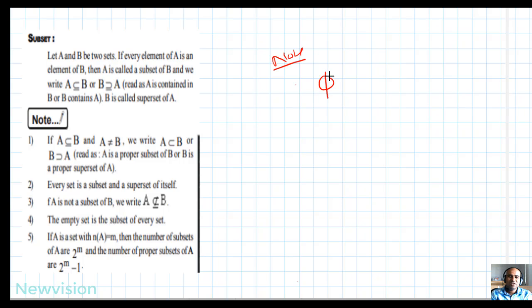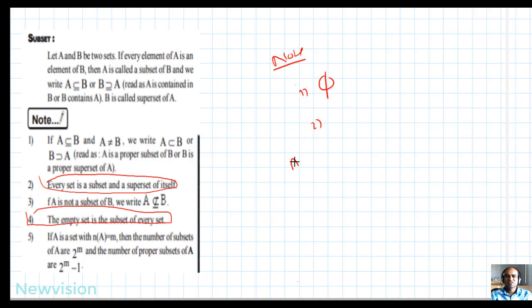Empty set is treated as a subset to every set. Observe, I mentioned it clearly: empty set is a subset of every set. That is one thing. The second one is that every set is a subset to itself. So these two are very important.